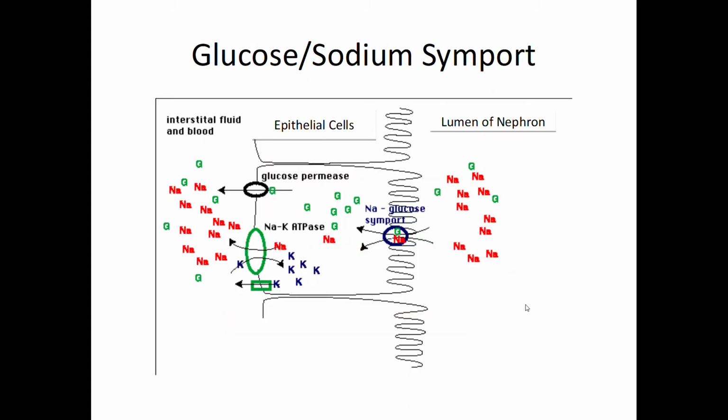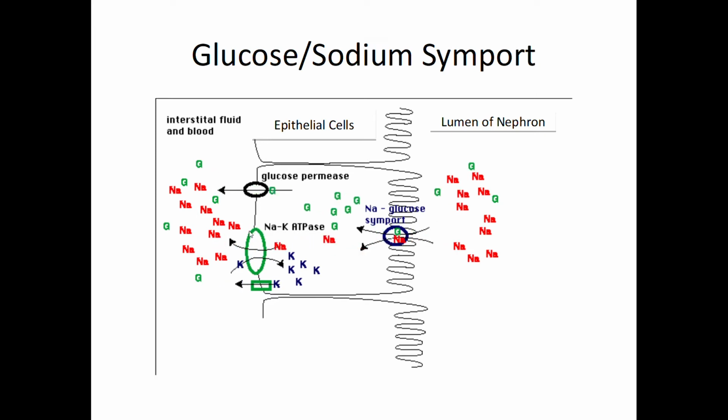Now, to be able to get things out, we are going to use, as I said, a mix of passive and active transport. This is looking at glucose sodium symport. This is important because, first of all, we want to pull all of the glucose back out of the filtrate and back into the blood, and we also want to get a lot of the sodium back as well.